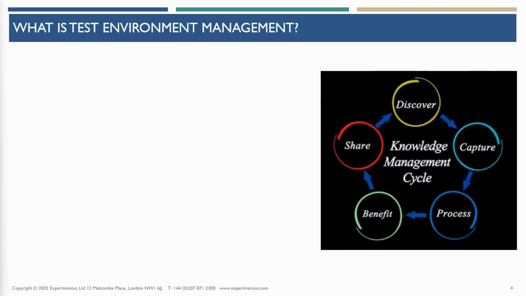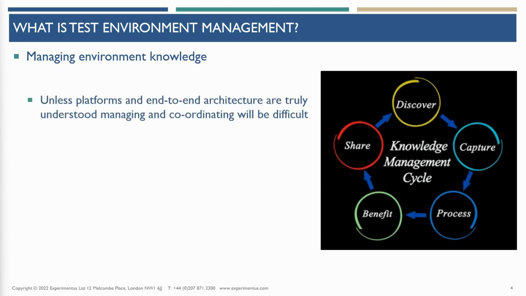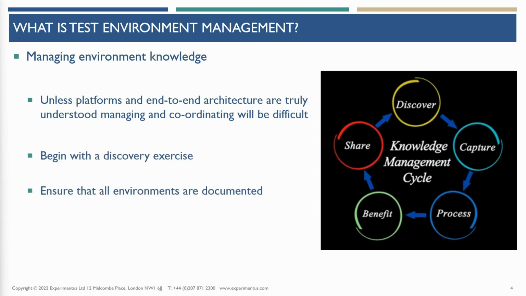Some of the most important include managing environment knowledge. It's important to know what the IT and test environment landscape looks like. Unless the platforms and end-to-end architecture are truly understood, it's difficult to manage and coordinate them. Knowledge management can begin with a discovery exercise, ensuring that development, testing, and production environments are sufficiently documented. This should include key configuration items such as environment groups, systems, environment instances, components, microservices, relationships, and test data.